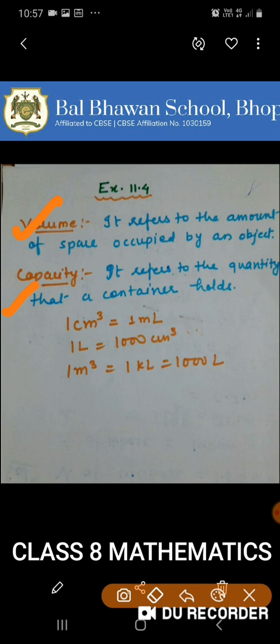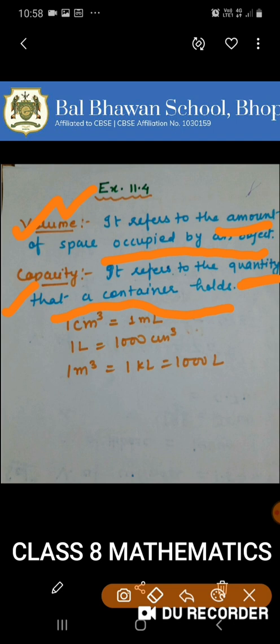So before solving those questions we should learn what these two terms are, means what is called a volume and what is called a capacity. Volume refers to the amount of space occupied by an object. Suppose I am taking an example of a coffee mug. How much space is there inside that coffee mug? That is its volume. And what is its capacity? Capacity refers to the quantity that a container holds. If I take the example of the same coffee mug, then what is the capacity? Capacity means how much coffee that mug contains, right?